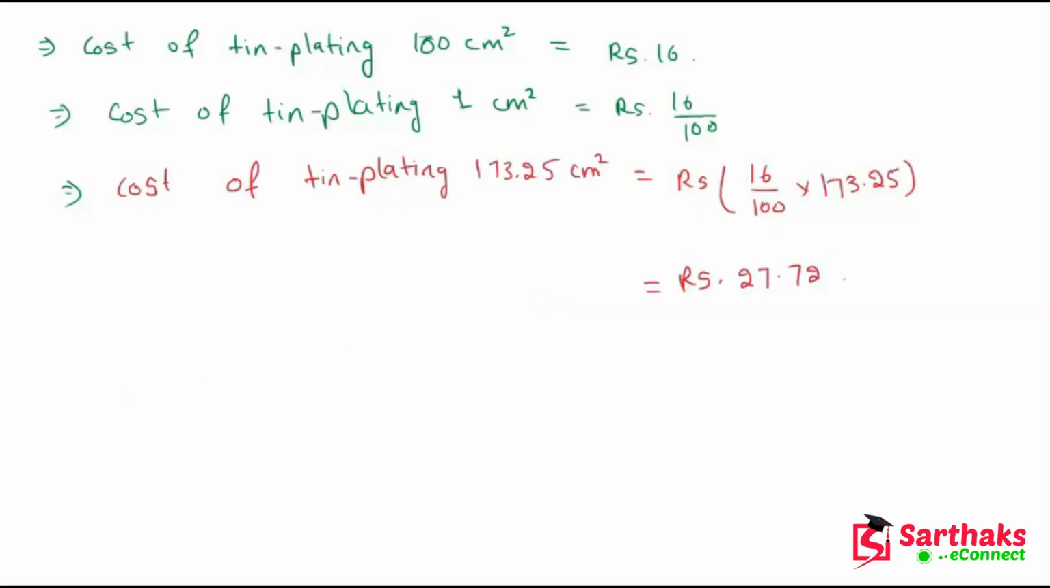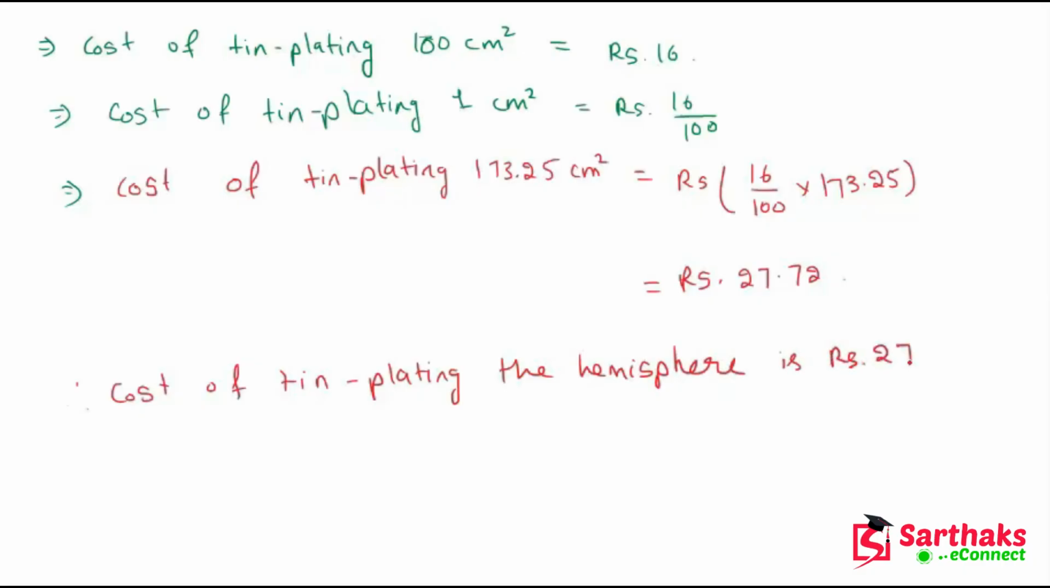So the cost of tin plating the hemisphere is rupees 27.72. Okay, so we can write cost of tin plating the hemisphere is rupees 27.72. I hope you understand these things, my dear friends.